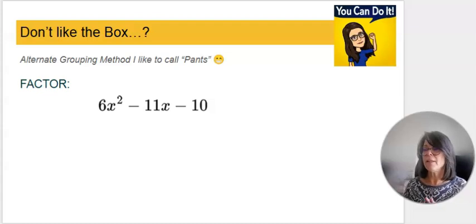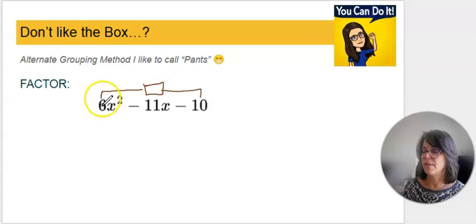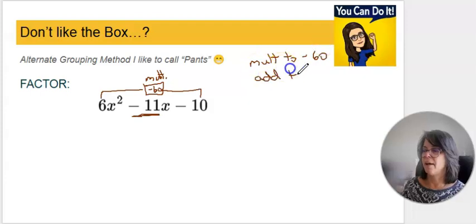Okay, not everyone likes the box method, and that's still fine. You can do the same thing that you did before if you prefer it. Remember, you want to multiply A times C. 6 times negative 10 is negative 60. And I need two numbers that multiply to that, but add to negative 11. All right, multiply to negative 60, add to negative 11.